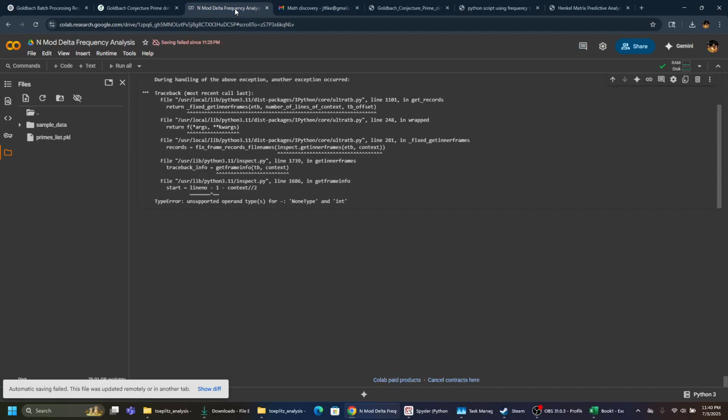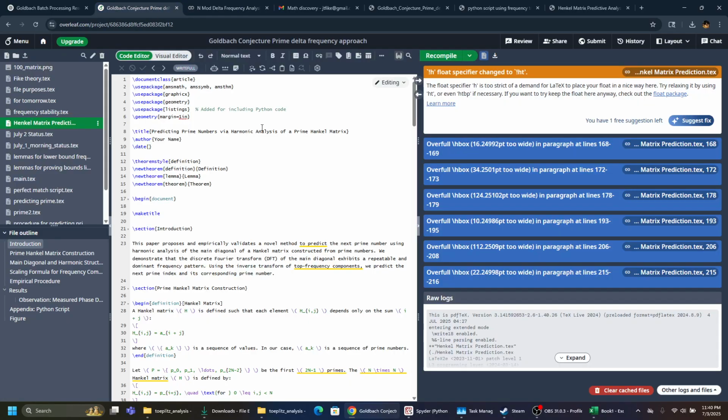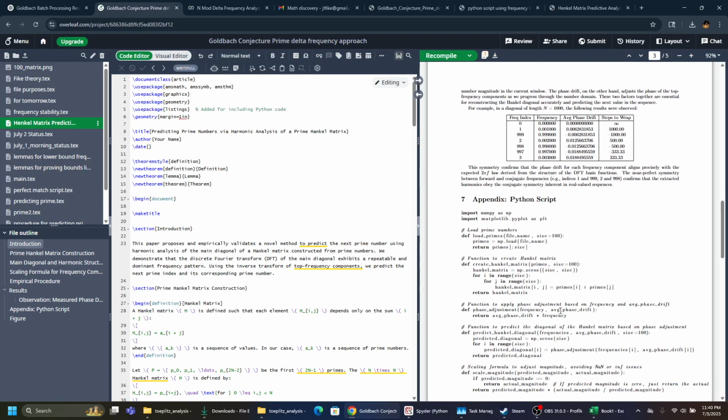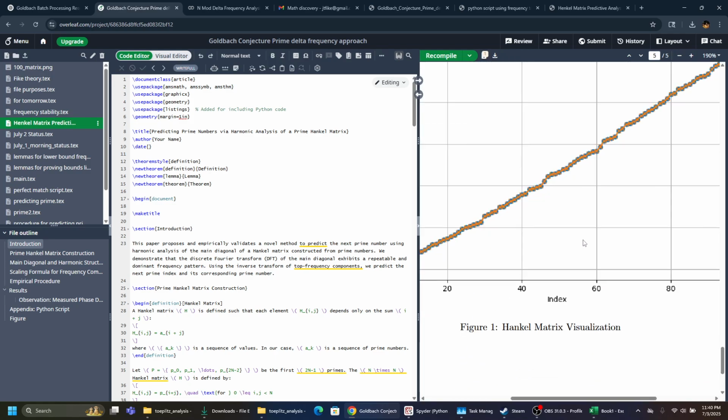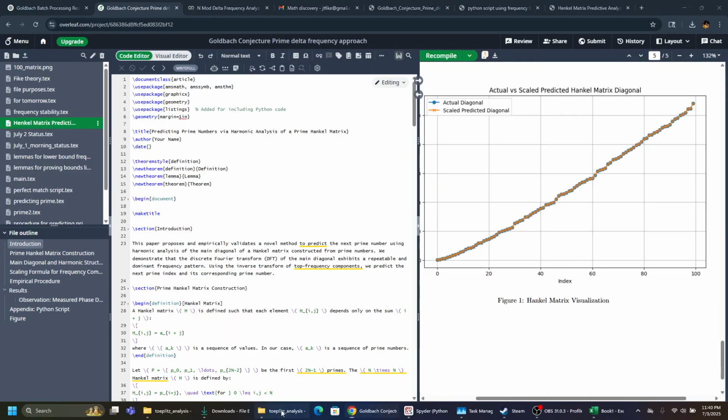And anyways, let me get to here. What I meant to do was open the file. But this right here is the actual Hankel matrix if you use the sum method. And then what you see superimposed on top of it is my predicted using only the frequencies. Those 7 frequencies plus the proper phase adjustment.